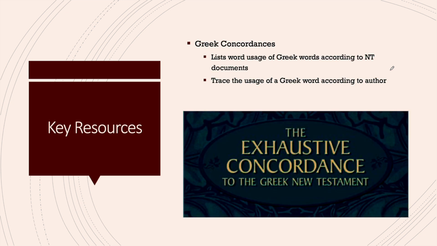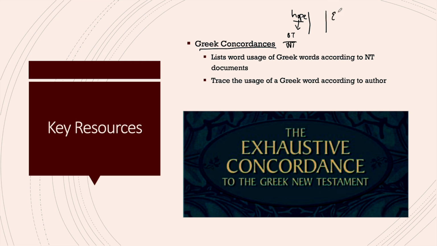And finally, you want to consult a Greek concordance. Now, everyone here knows what concordances are. It's a listing of words. So a particular word like hope. In English ones, it'll list all the texts in the Bible where hope occurs, both OT and NT. Okay, so a concordance will do that.